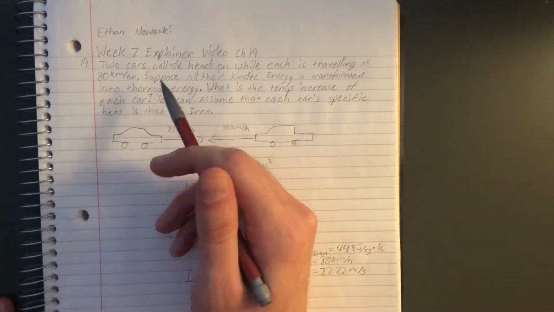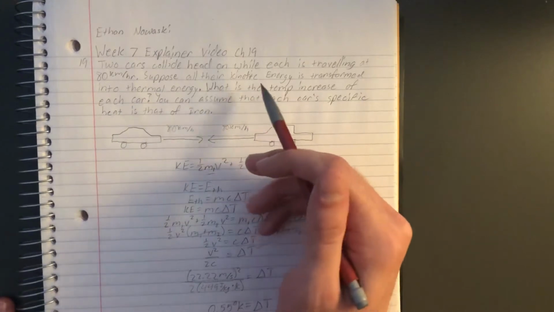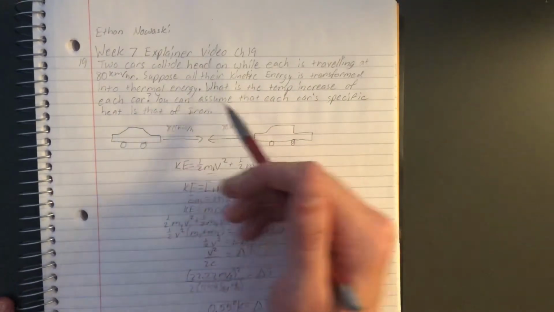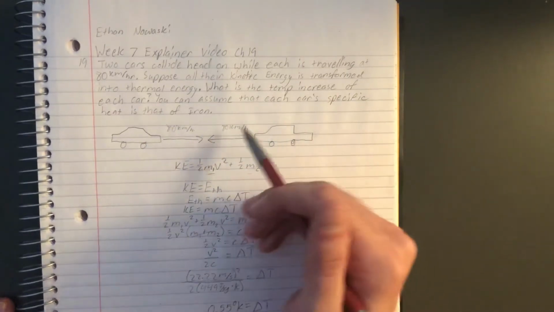The question asks, two cars collide head-on while each is traveling at 80 kilometers per hour. Suppose all their kinetic energy is transformed into thermal energy. What is the temperature increase of each car? You can assume that each car's specific heat is that of iron.